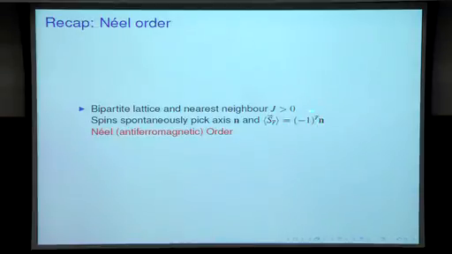So in a bipartite lattice, you have two sublattices. One sublattice of spins lines up along n, the other lines up in the opposite direction. So there's no net moment, but there's long range order. And there's spin waves which are gapless because you've broken a continuous symmetry. So that's Neel order, or antiferromagnetic long range order, which is the simplest thing that can happen at low temperature.